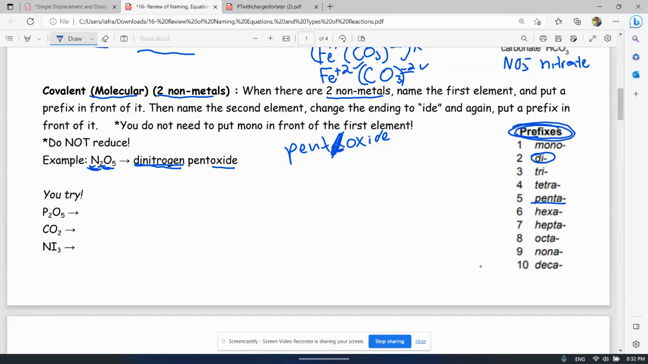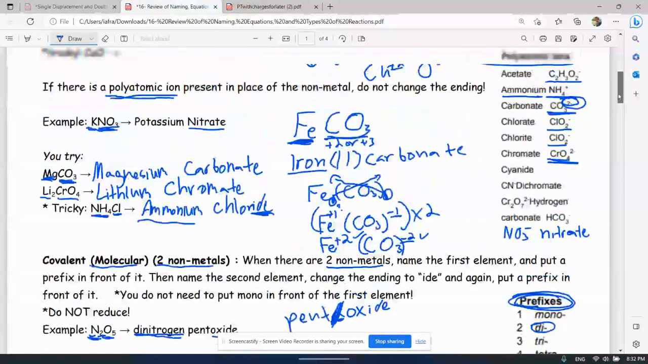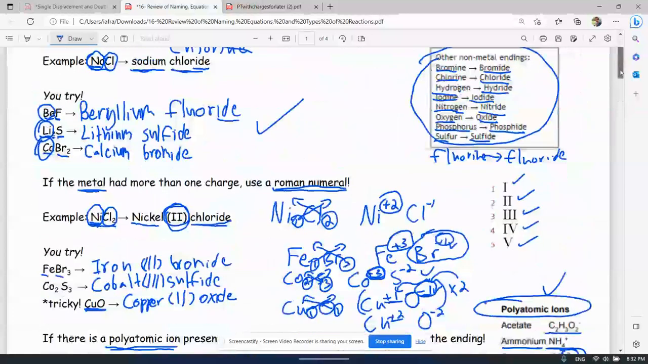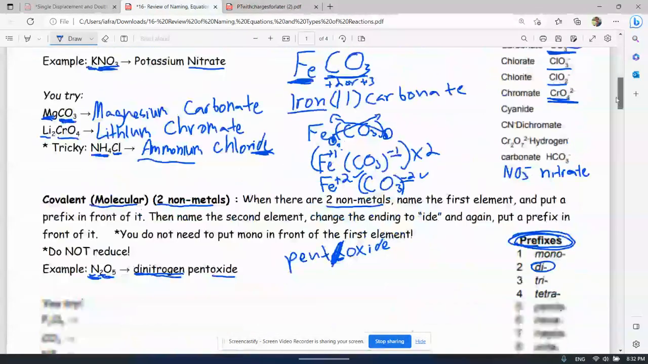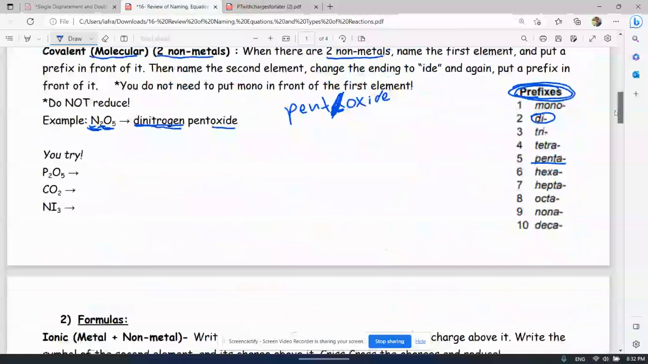Do not use these prefixes for ionic compounds, okay? So remember that when we're naming ionic compounds, for example here, I didn't say iron tribromide. I just said iron bromide. Here I didn't say dilithium sulfide. I just said lithium sulfide. Do not use prefixes for ionic compounds. Only use them for molecular or covalent compounds.